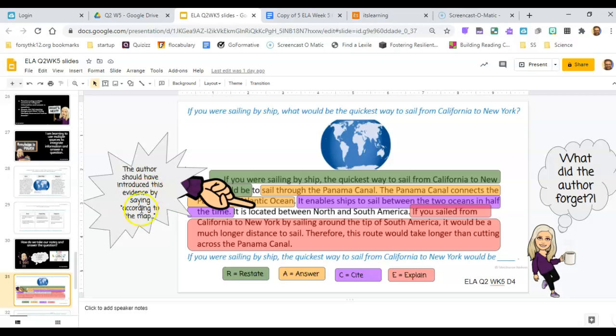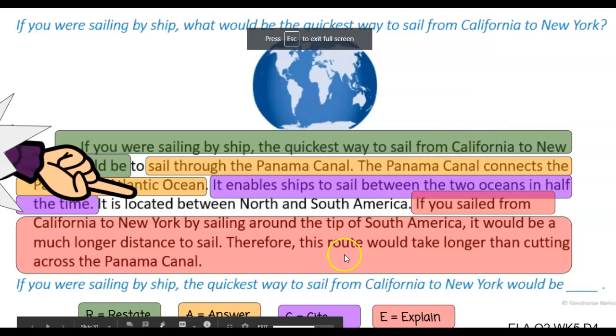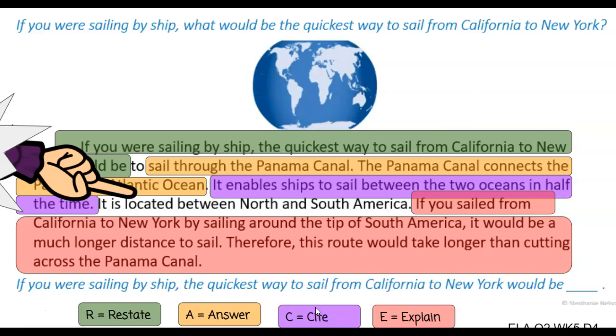Okay, you should have, as it shows here, said according to the map, it enables ships to sail between the two oceans in half the time. So according to this, sailing between these two continents, North and South America, allows you to go through the Pacific Ocean. And so you should say where you got this information. That's where the cite comes in. Okay, so back to this full screen, you are citing where you got this information, and whether it's from the book or the magazine or the map, the digital map.